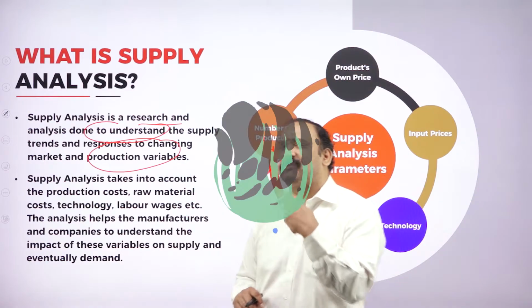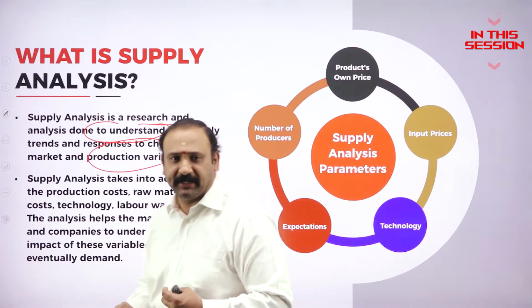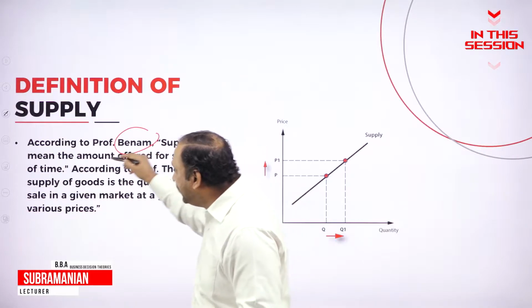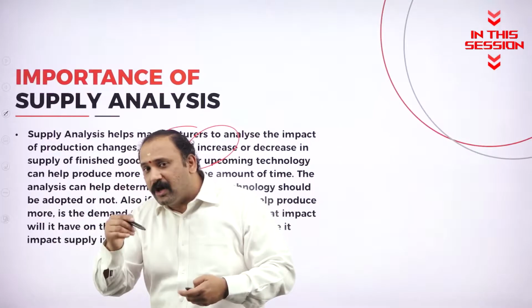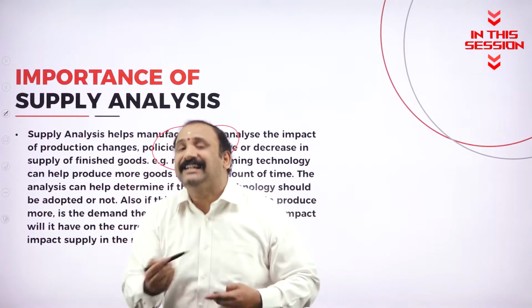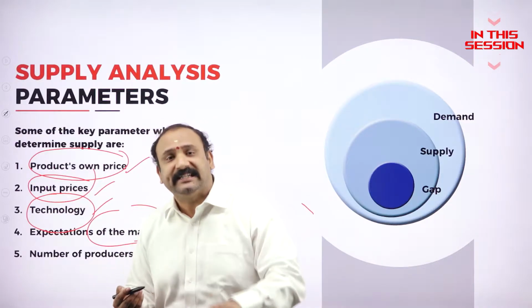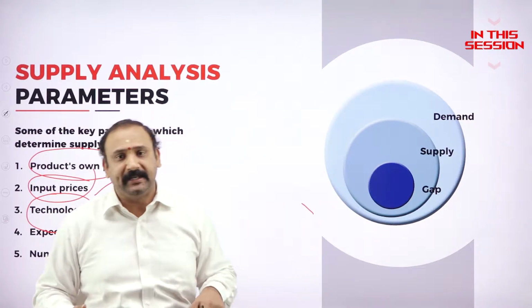Supply is not a straightforward equation like demand. The supply may mean the amount offered for sale per unit of time. Technology will definitely have a greater impact in the long run. Market will always set expectations on companies.